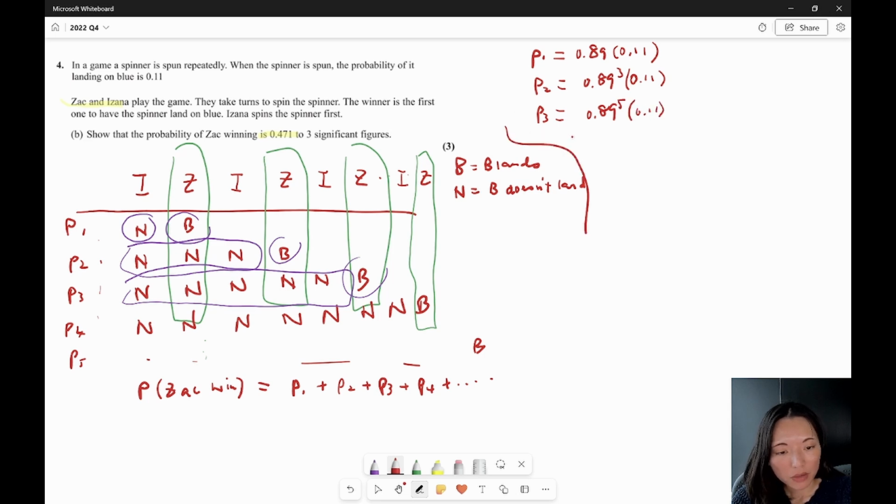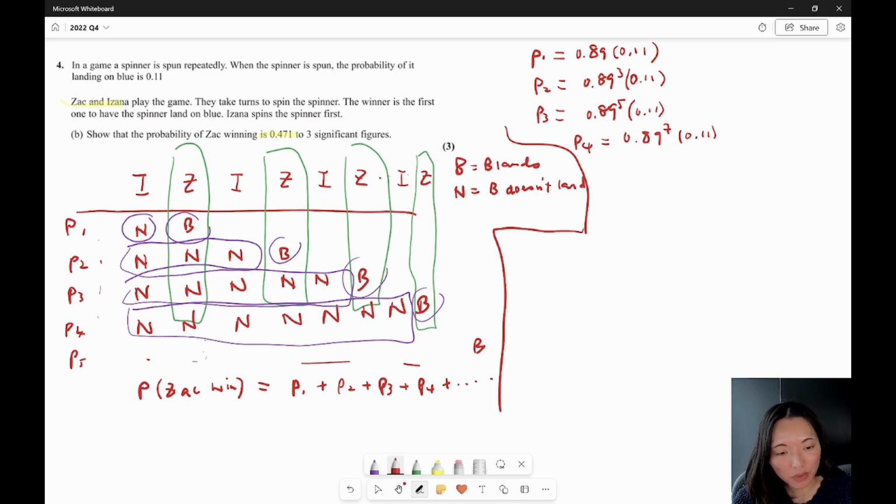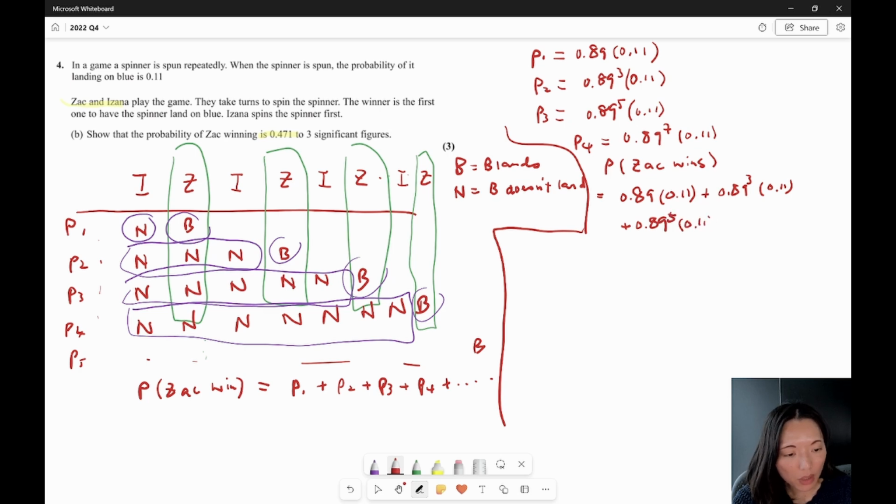And are you seeing the pattern there now? So P4 is 7 non-blue events and 1 blue event. So it's 0.89 to the 7 times 0.11. So the probability of Zach winning is 0.89 times 0.11 plus 0.89 cubed times 0.11 plus 0.89 to the 5 times 0.11 plus 0.89 to the 7 times 0.11, etc., etc. And you see the pattern there.